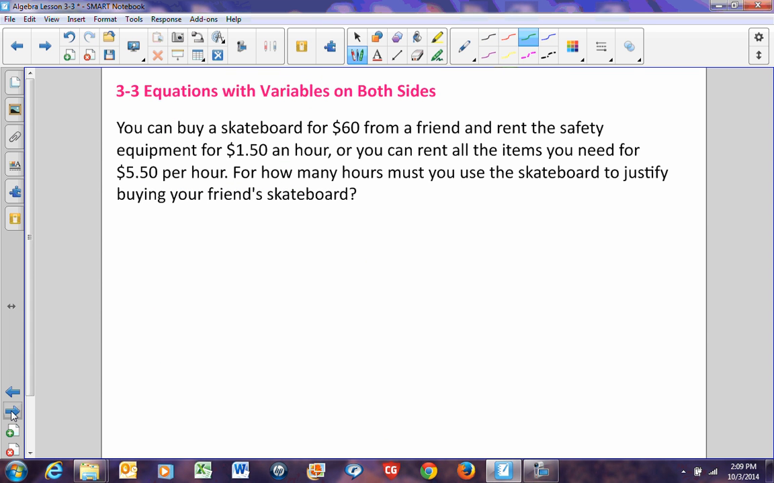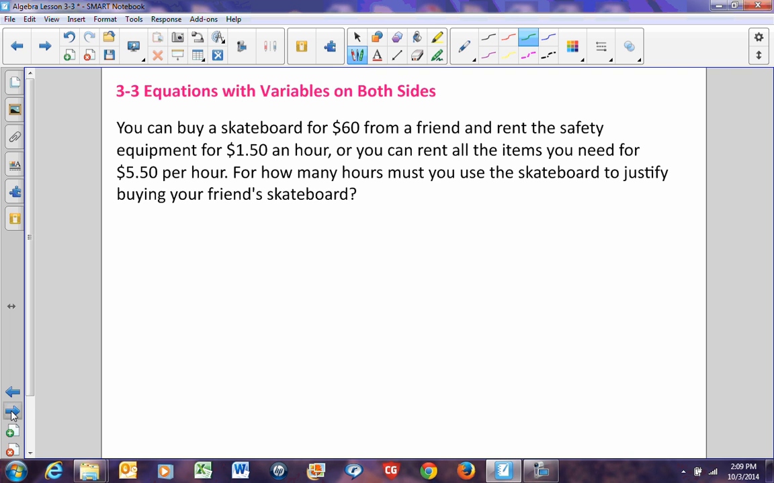Now, you do have to be able to set up equations with word problems, and it's really helpful if you can translate those words into an equation. That's really very important. So, you can buy a skateboard for $60 from a friend and rent the safety equipment for $1.50 an hour, or you can rent all the items you need for $5.50 an hour. For how many hours must you use the skateboard to justify buying your friend's skateboard? In other words, how many hours are you going to have to skateboard to make it worth purchasing the skateboard versus renting all the equipment up front?